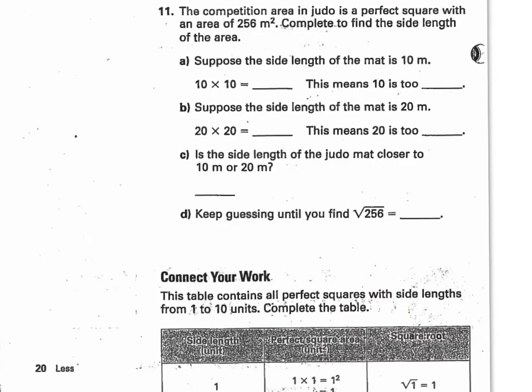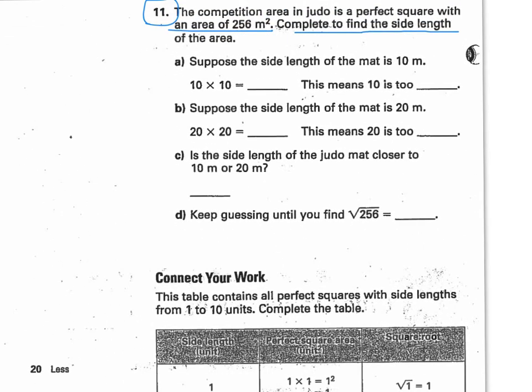Let's keep practicing. The competition area in judo is a perfect square with an area of 256 meters squared. We are going to complete these questions to find the square root. And we're going to do it by guessing. We're going to start with 10 by 10. We're going to pretend and guess that the side lengths are 10 meters. That would mean 10 times 10 is 100. This is too small. We need a larger number.